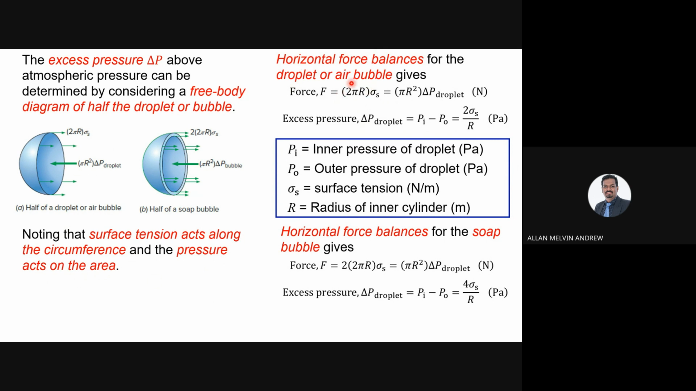So this is on the horizontal forces for the droplet or air bubble. This is particularly for the normal air bubble or the droplet of water, and there is a different formula for the soap bubble. We will see some of the questions maybe at the end of this chapter if we have time, or as I said yesterday, at the end of our semester during the exam clinic. You can have some tutorial questions there to prepare for your final exam.